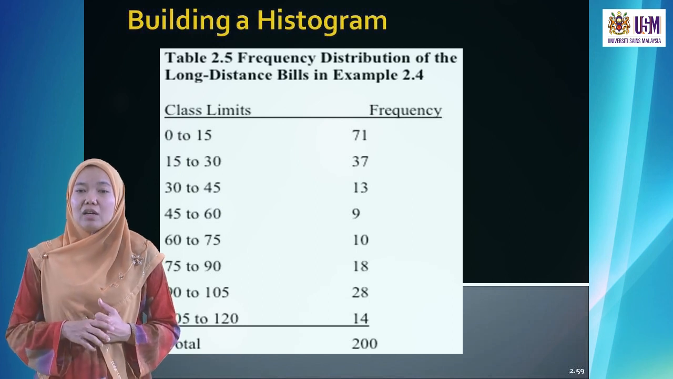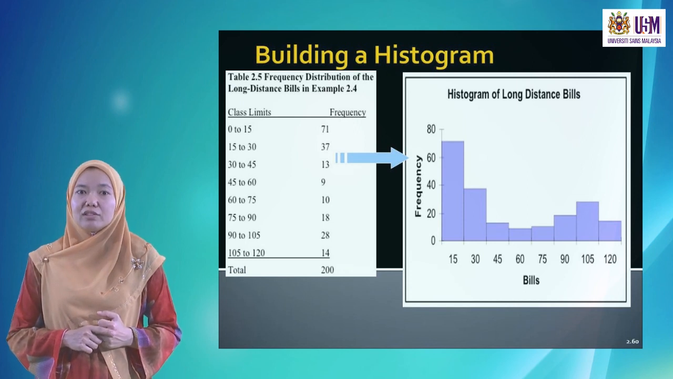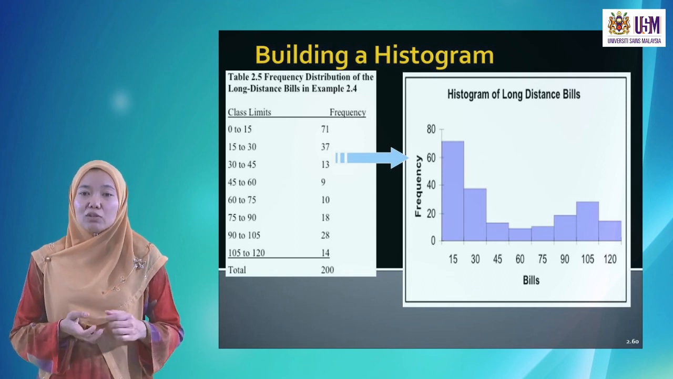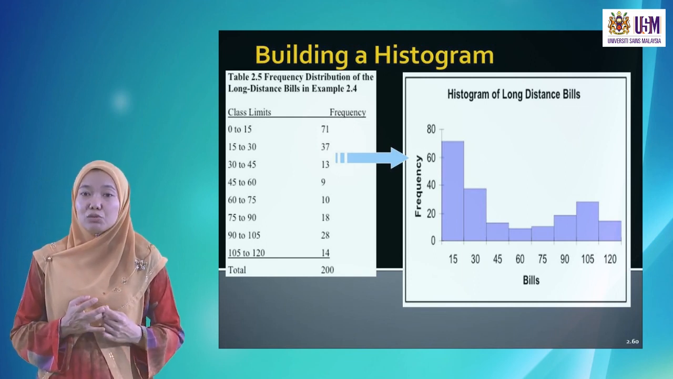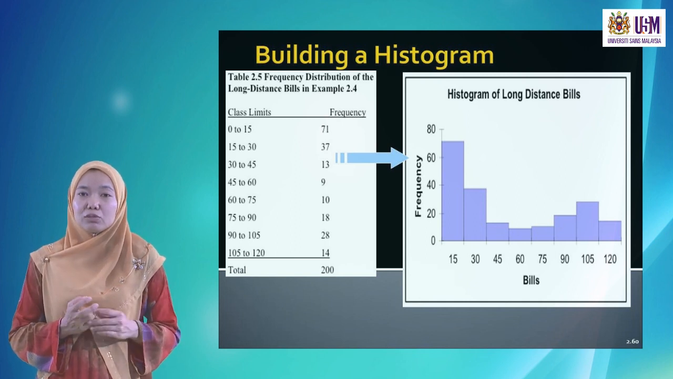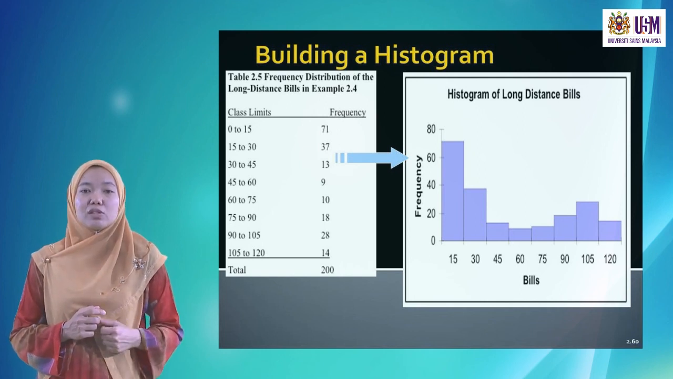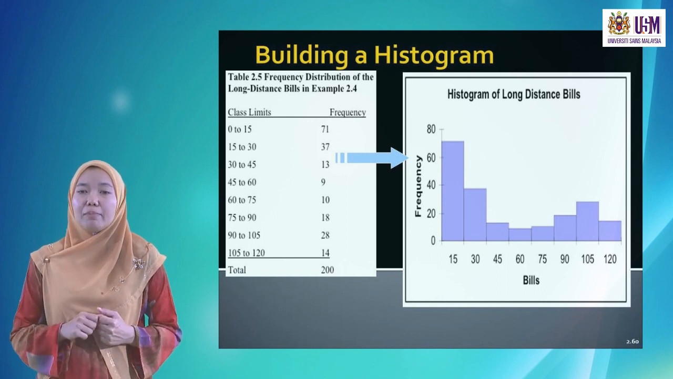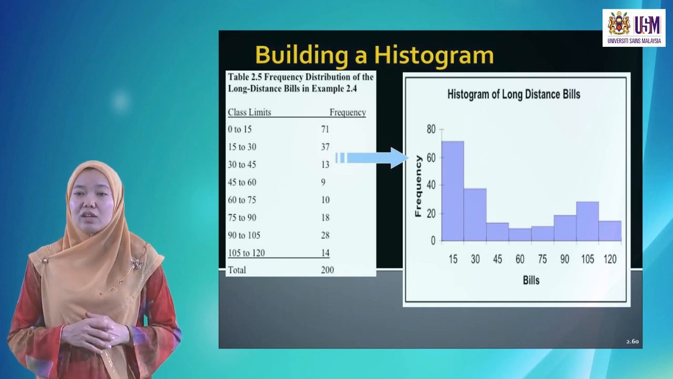From the frequency distribution table for the long distance telephone bills, you can create a histogram. Bear in mind, I'm not going to ask you to actually draw the histogram during the exam, because at higher levels we can use the computer to do this. I expect you to be able to do this based on the steps given in the textbook, using the software that comes along with the textbook. You just click, following the steps given, and you'll be able to produce this histogram for the long distance telephone bills, as we already discussed earlier.